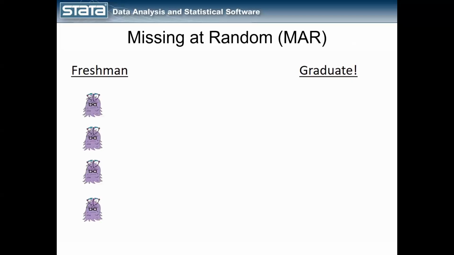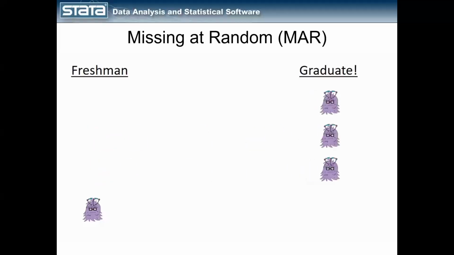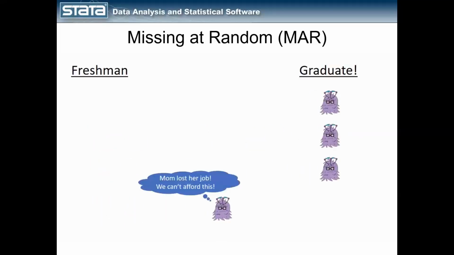Another way this could have happened is something called missing at random, or MAR. And this is a way this could happen. The students are going along, they graduate, but this person, their mother lost their job and they can't afford the tuition payments to keep going to school. Well, that's a bummer for them for sure. And it's a bummer for us because we're not going to observe their final GPA. But, and again, suspended reality, just roll with this explanation.